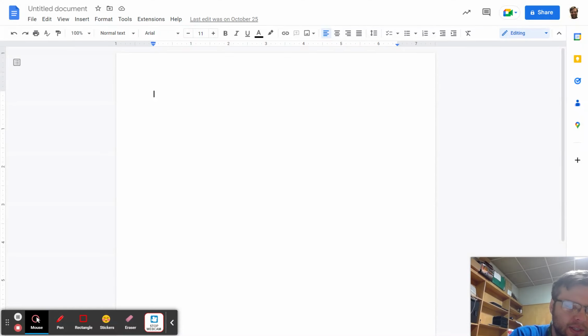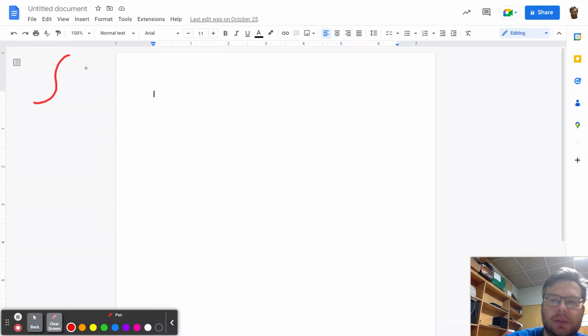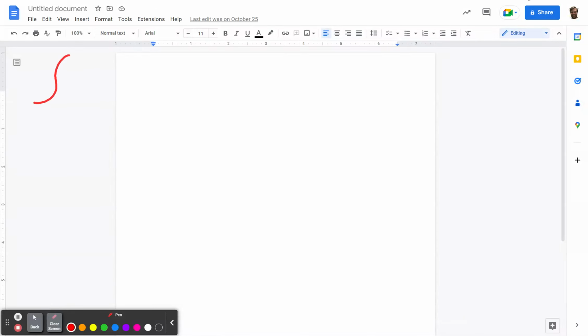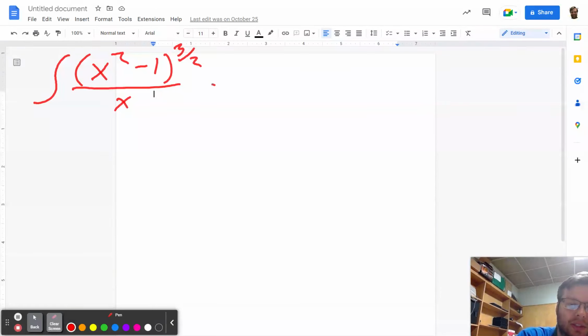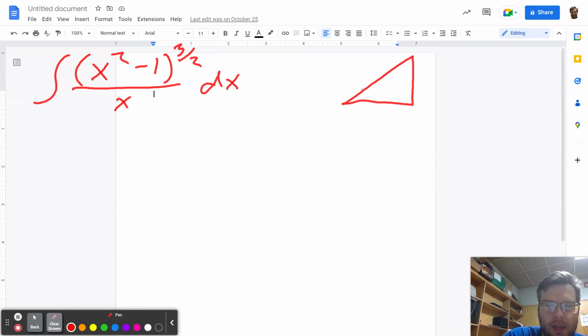All right, so I had some people asking for another example of a trig sub integral. And so we'll take our integral. I'm going to double check my list. Get the integral of (x squared minus 1) to the 3/2 over x dx. And so I'm going to build my triangle here, and I like to call this one theta.